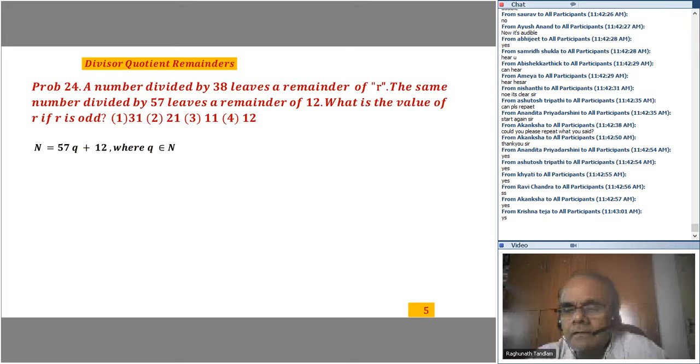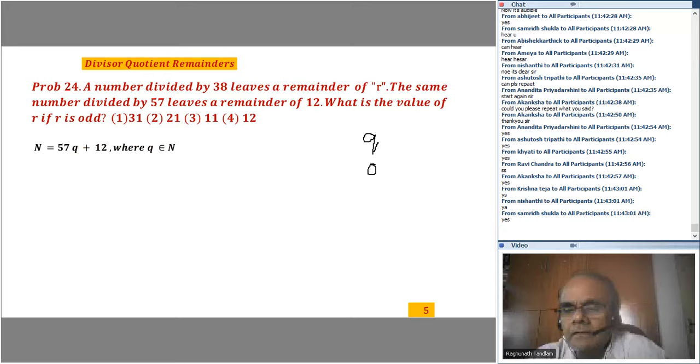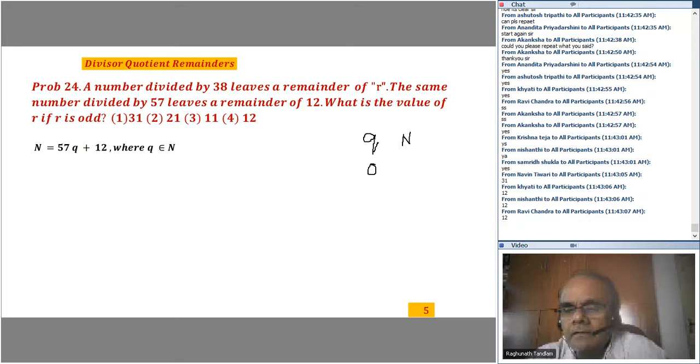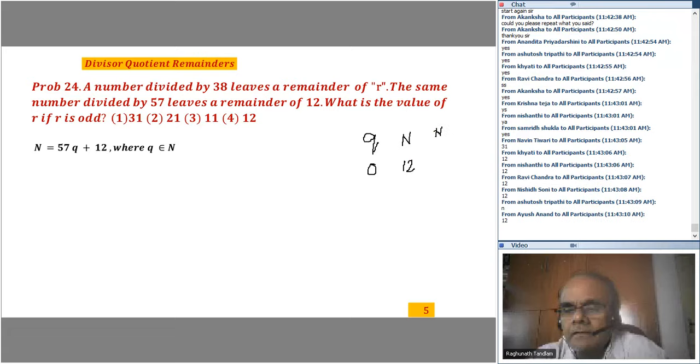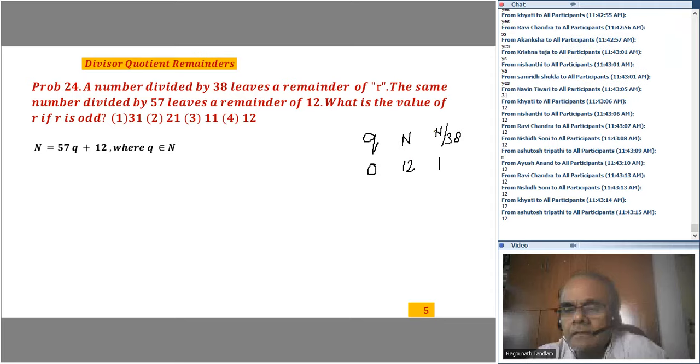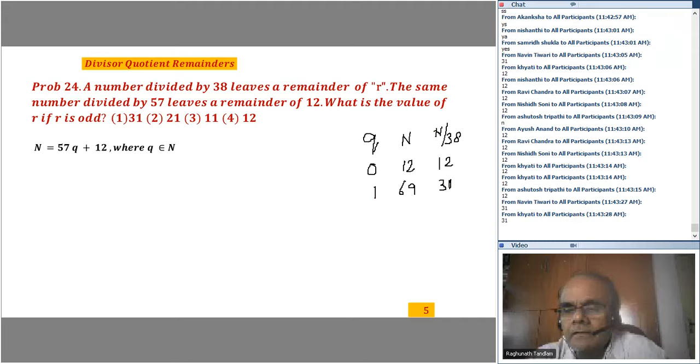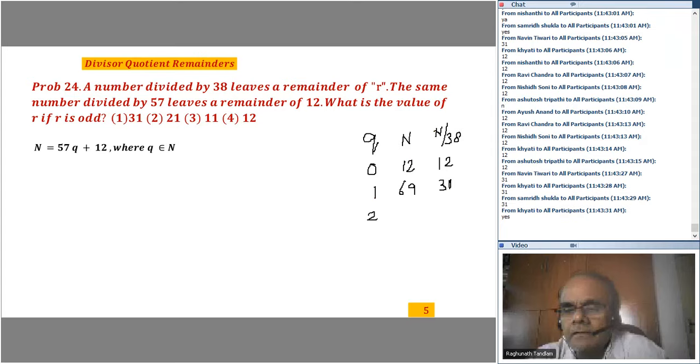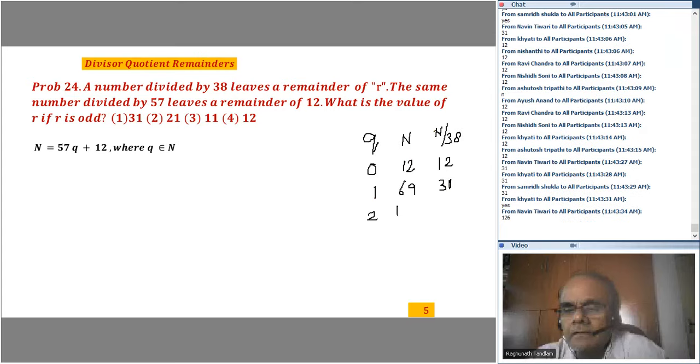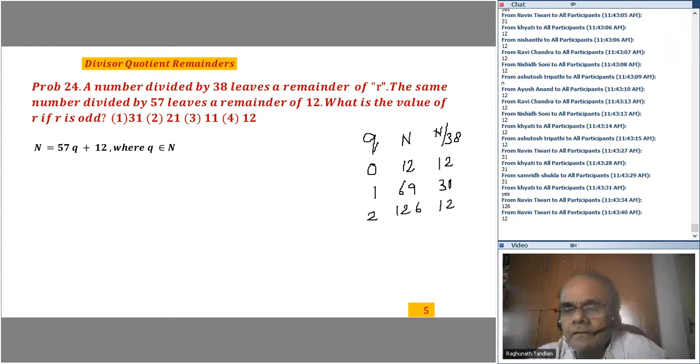Now, if Q changes, if Q is 0, what's the number? When 12 is divided by 38, what's the remainder? 12. When Q is 1, what's the number? 69. 69 divided by 38, what's the remainder? 31. Are we clear? If Q is 2, what's the number? 126. By 38, what's the remainder? 12. If Q is 3, the remainder will be 31. It repeats.